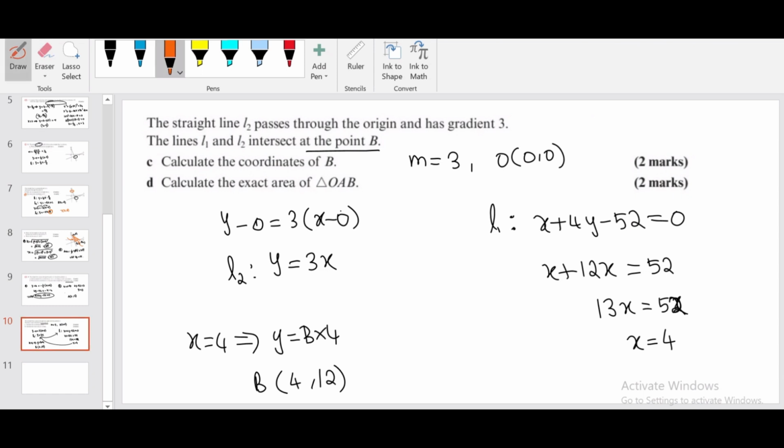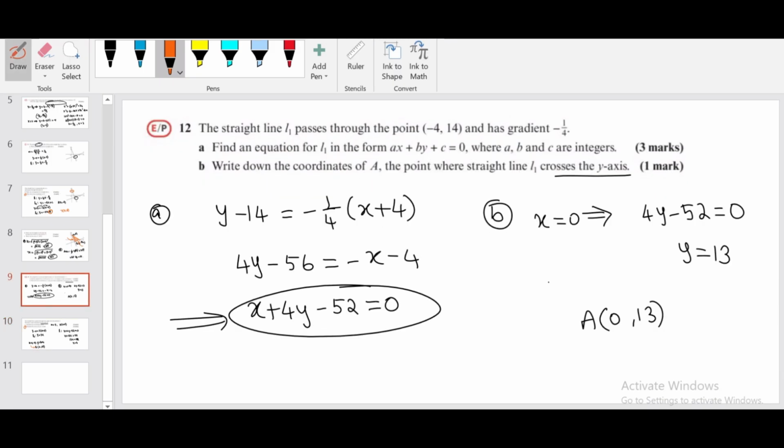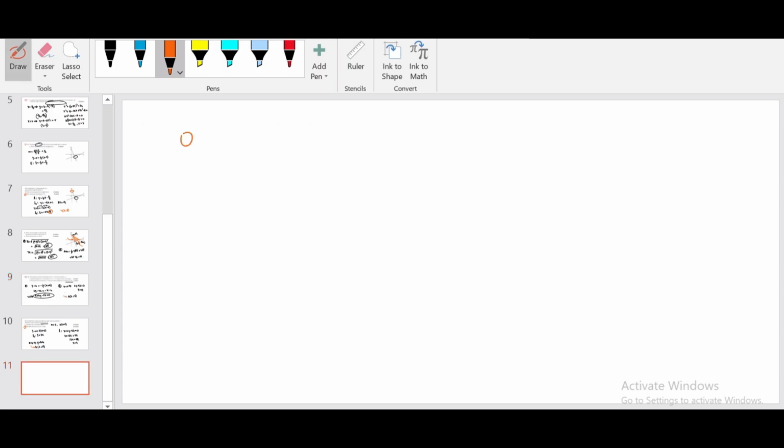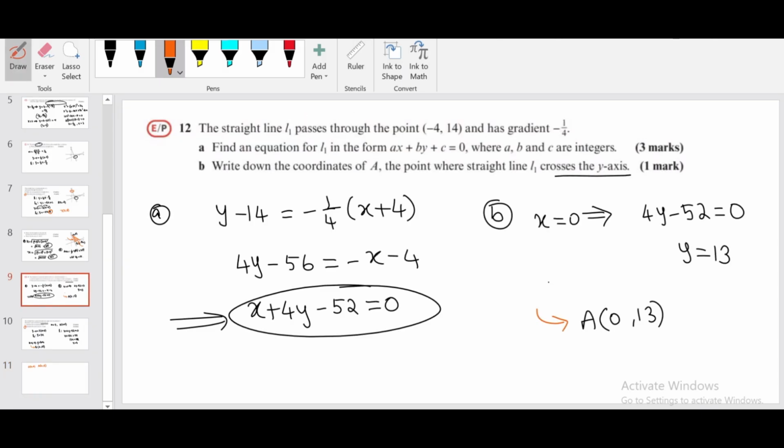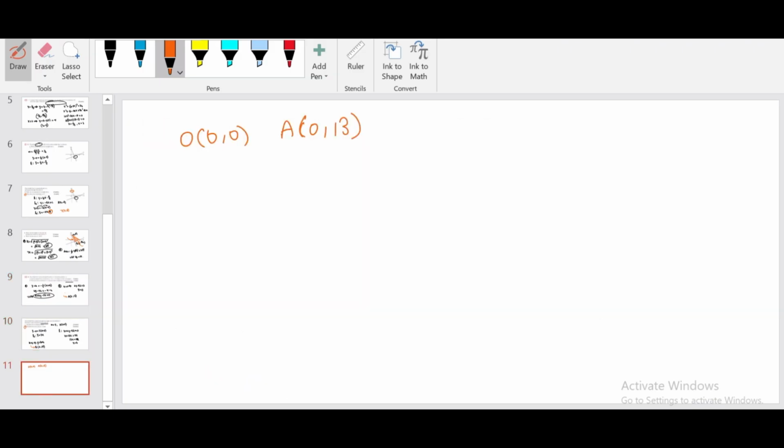Now part D says calculate the area of OAB. O is the origin, B is here, A is given here. So I'm going to take the points here. O is 0, 0, A is 0, 13, right? Yes. B is 4, 12. To find the area of the triangle, my piece of advice is to draw a rough diagram quickly and plot the points.